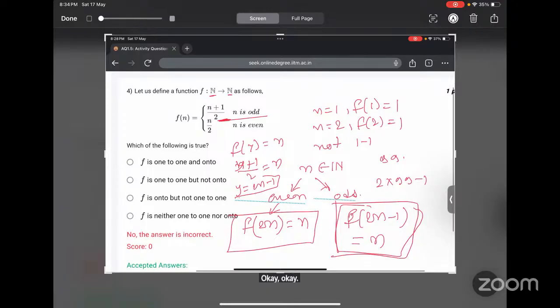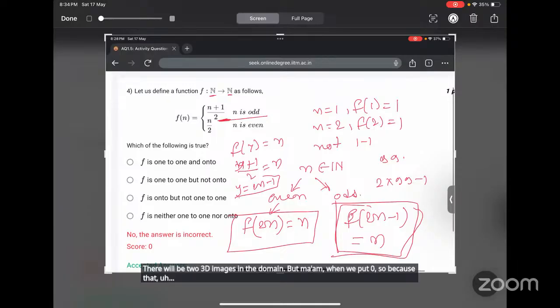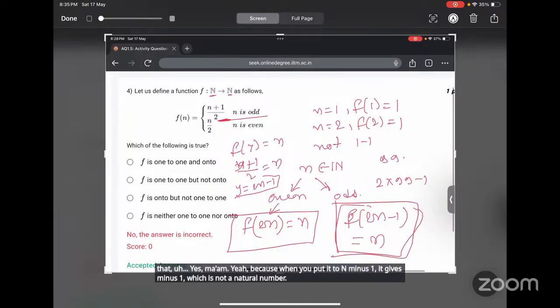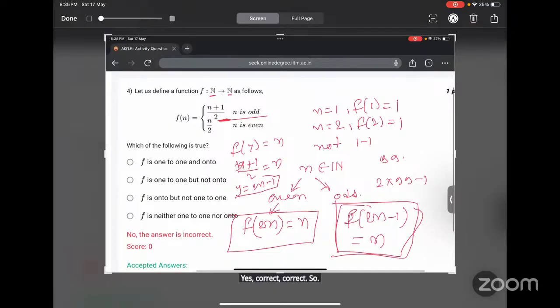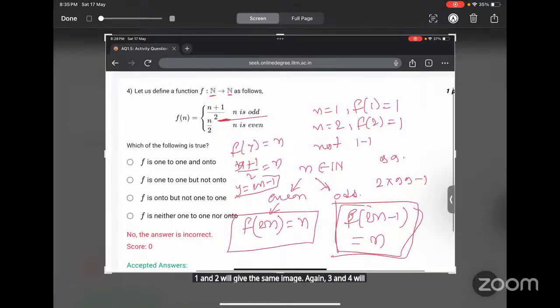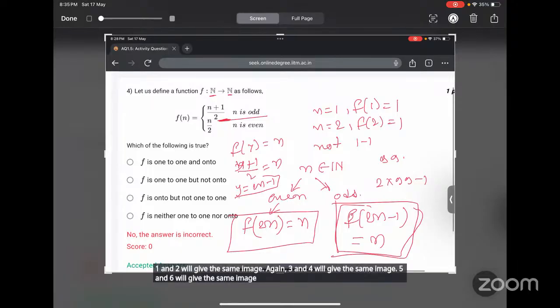Is it clear? Yes, ma'am. So, ma'am, for every element in the codomain, there will be two pre-images in the domain. Yes, right. But ma'am, for 0, we have only one pre-image, because when we put it in 2n minus 1, it gives minus 1, which is not a natural number. Yes, correct. So that means for two consecutive natural numbers, we have the same image. 1 and 2 will give the same image. Again, 3 and 4 will give the same image. 5 and 6 will give the same image, in this way.